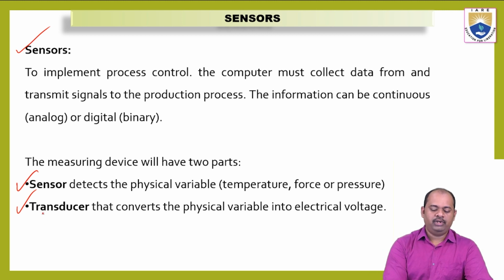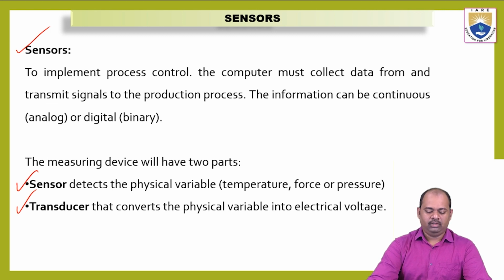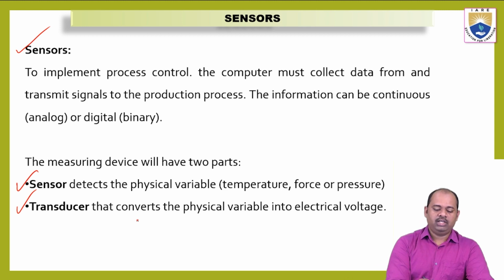And here the second component of the measuring device is the transducer. The transducer converts the physical variable into electrical voltage. Now we can see here the sensor has collected some data in the form of a physical variable like temperature or position or force. This physical value is converted into electrical voltage with the help of a transducer. So there are two components of any measuring device. It will process the information, and it will send the data back to the control system.